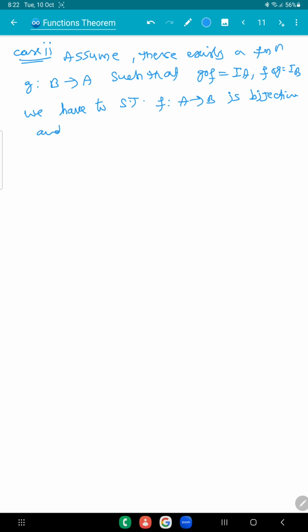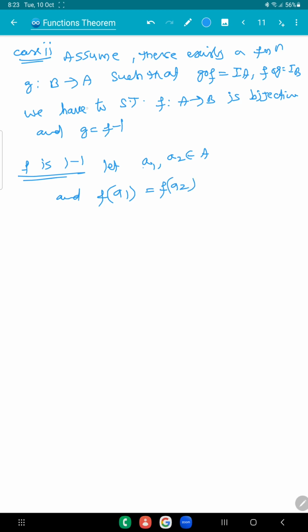And in this case, F is bijective, and G is equal to F inverse. So to prove that F is bijective, we need to show that F is injective, F is one-one. For that, we have to take two elements. Let A1, A2 belong to A in the domain, and F of A1 is equal to F of A2. We always have to use these two.